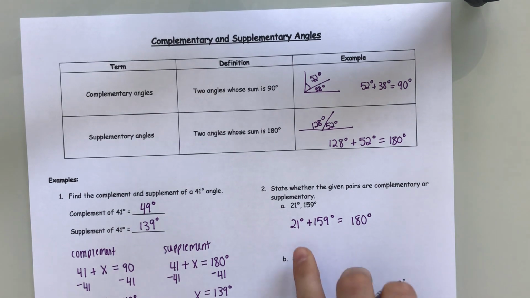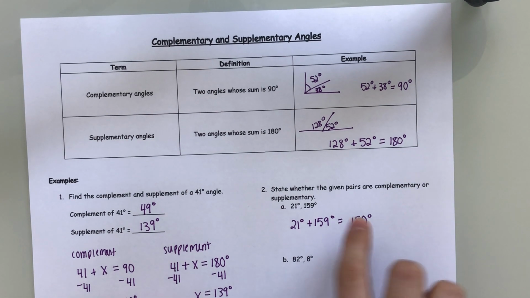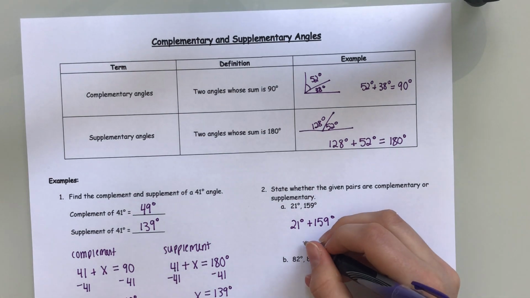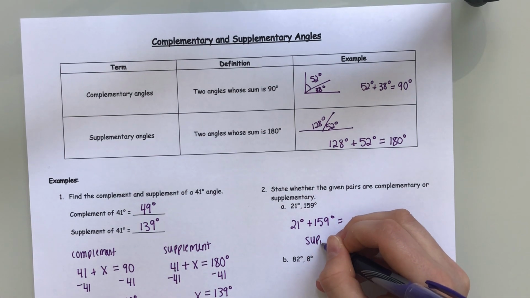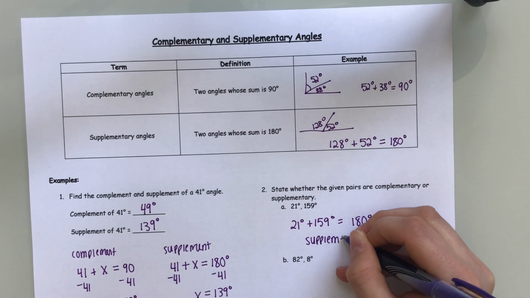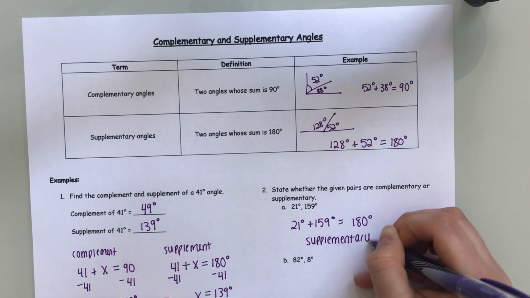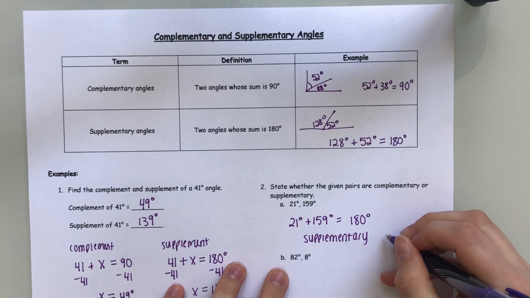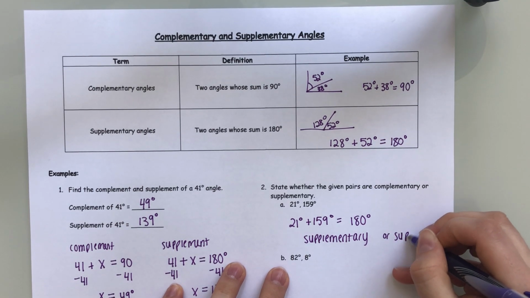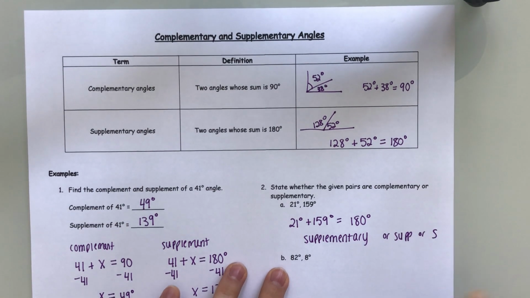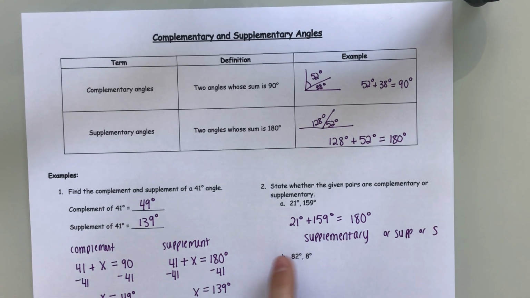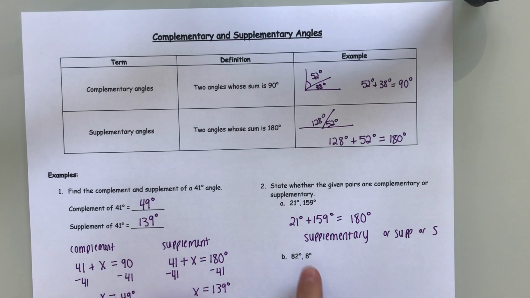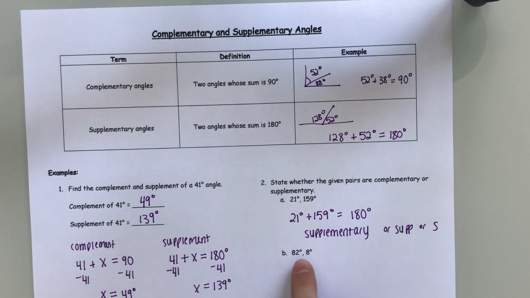And if two angles add to 180 degrees, that is the definition of a supplementary angle. So we are going to say that is supplementary. On your homework, you could abbreviate that if you want. You could write SUPP, or you could just write S if you want to abbreviate that, but just know that that stands for supplementary. All right, part B, we have 82 degrees and we have 8 degrees.